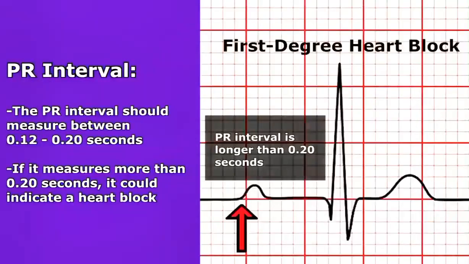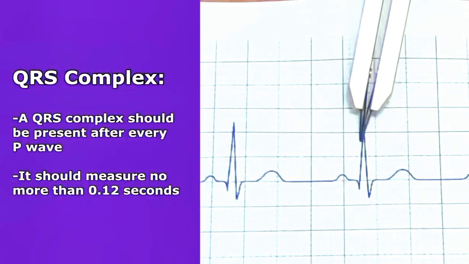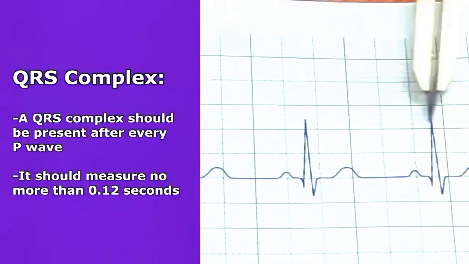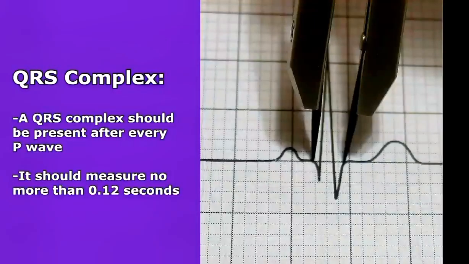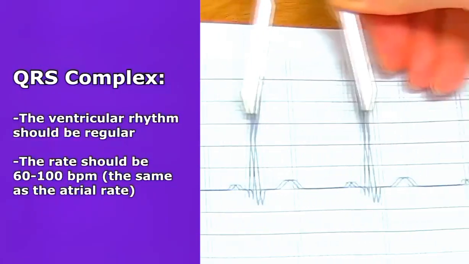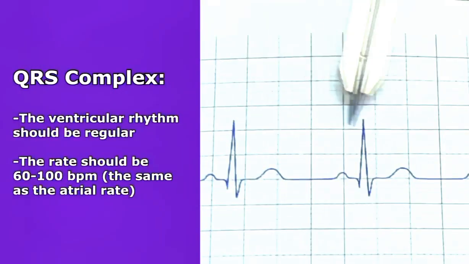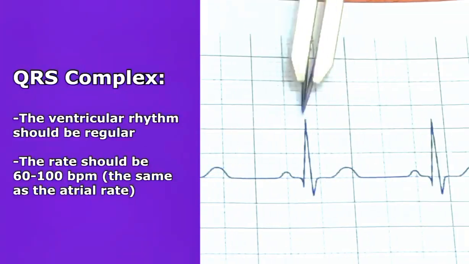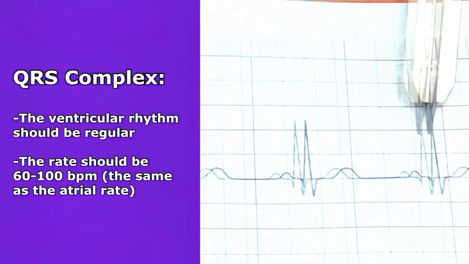If it measures greater than 0.20 seconds, you could be dealing with a heart block. And then when you look at the QRS complexes, there should be one present after every P wave, and they should measure no more than 0.12 seconds. This tells us about the ventricular rhythm and rate. With normal sinus rhythm, the ventricular rhythm should be regular, and the rate should be 60 to 100 beats per minute. It should actually be the same as the atrial rate.